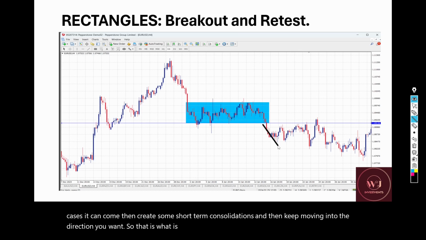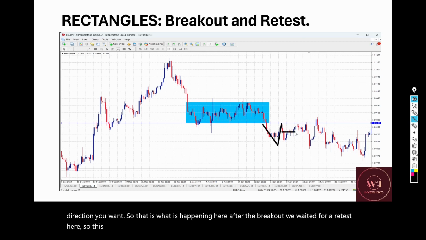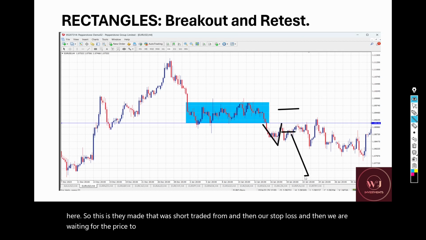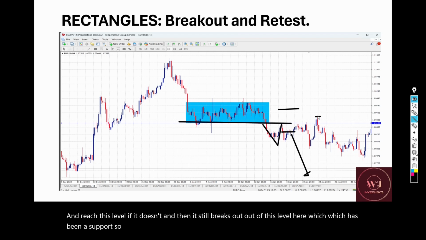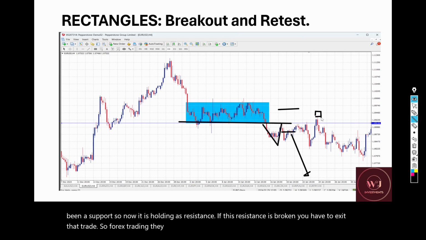After the breakout, we waited for a retest here. So this is where we made our short trade from, and then our stop loss, and then we are waiting for the price to come and reach this level. If it doesn't, and then it still breaks out of this level here, which has been a support, so now it is holding as a resistance. If this resistance is broken, you have to exit that trade. So in forex trading, there are always losses, which are normal.